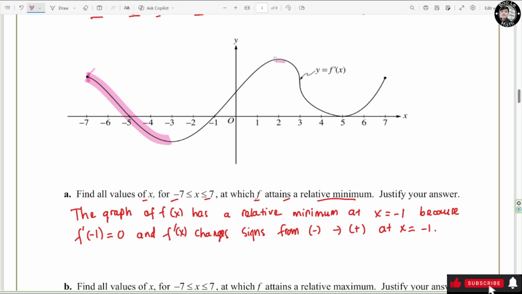And from 2 to 3, right? And from 3 to 5, right? Now we're not going to count 3 because the graph of f prime has a vertical tangent line here, right?